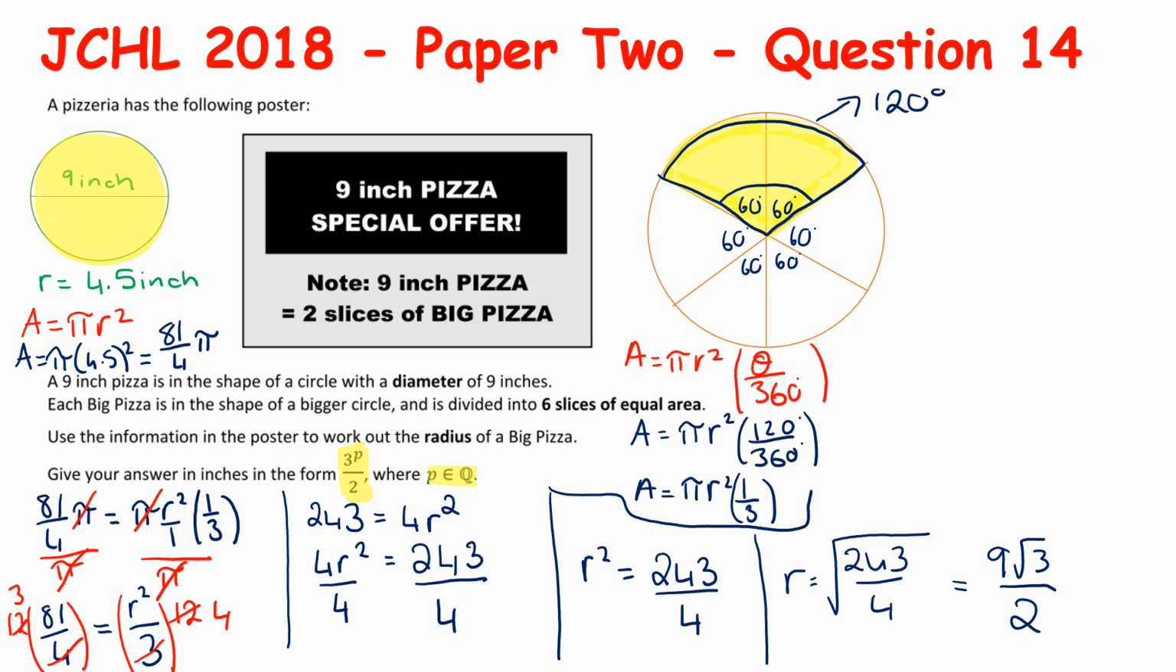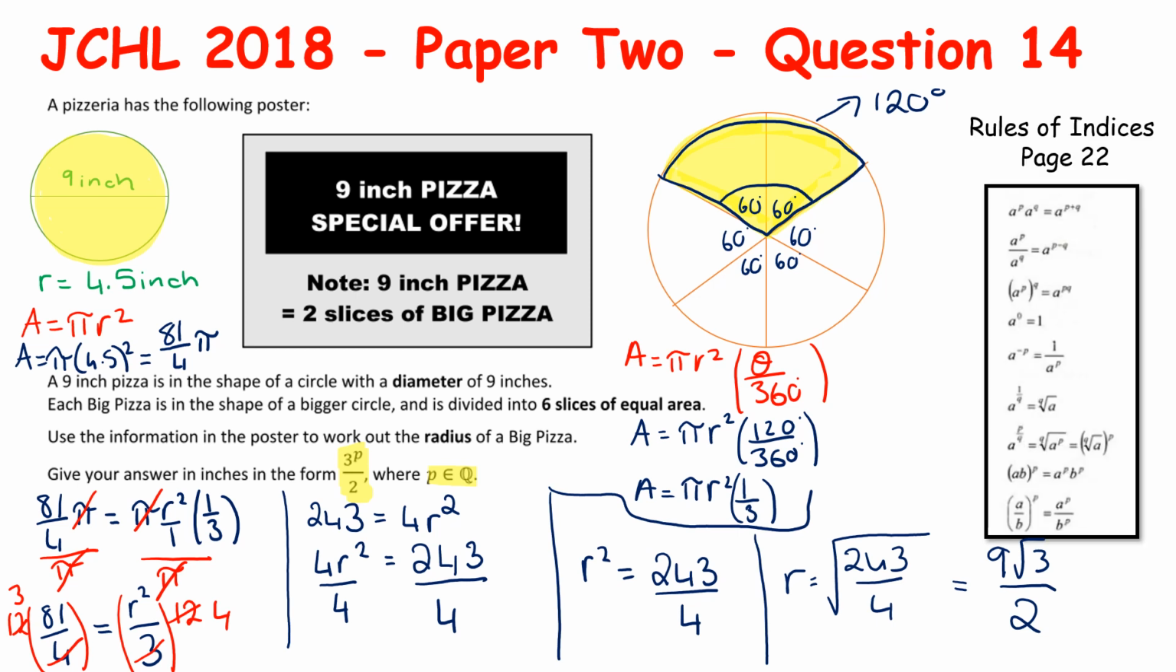We're now going to work with our rules of indices, which are on page 22. Now, if you've not already covered your rules of indices, you've done pretty much as much as you can, but what you're aiming for in the final exam is to be able to complete all of these questions and the mix of topics within the questions. So what we're going to do now is take this 9 root 3 and work with that a little bit with our rules of indices to make it a 3 to a power.